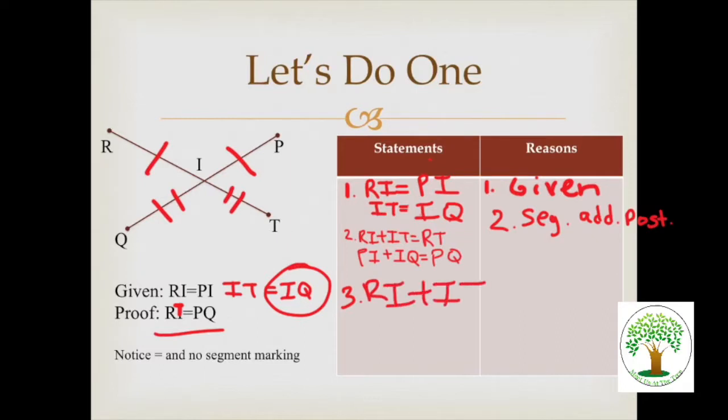Do you put the PI plus IQ underneath it? I'm going to go across and then I'm going to squish mine down. But if you need to do it on 2 lines because it won't fit, yes. I'm going to do PI plus IQ. This is the first time you've ever seen this. This is the addition property of equality.